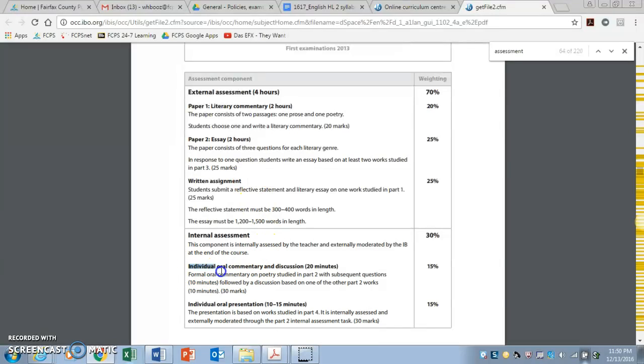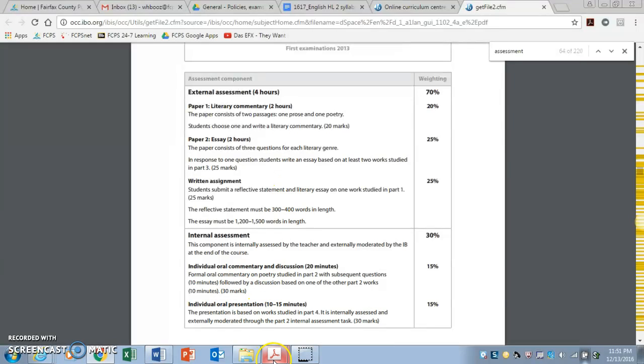Then the individual oral commentary and discussion is pretty much our focus for roughly about 75% of the first semester, and is going to be focused on three works, two short story collections or novels, and one poet. And so this is again in your junior year and is a major assessment for IB.